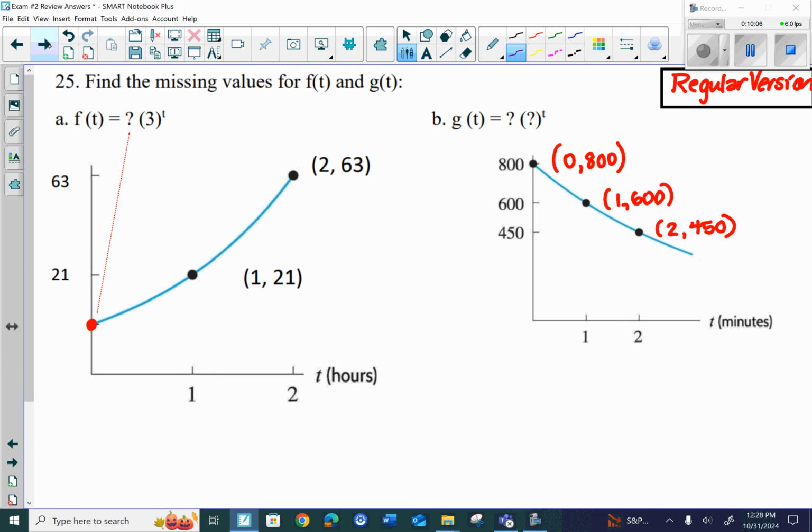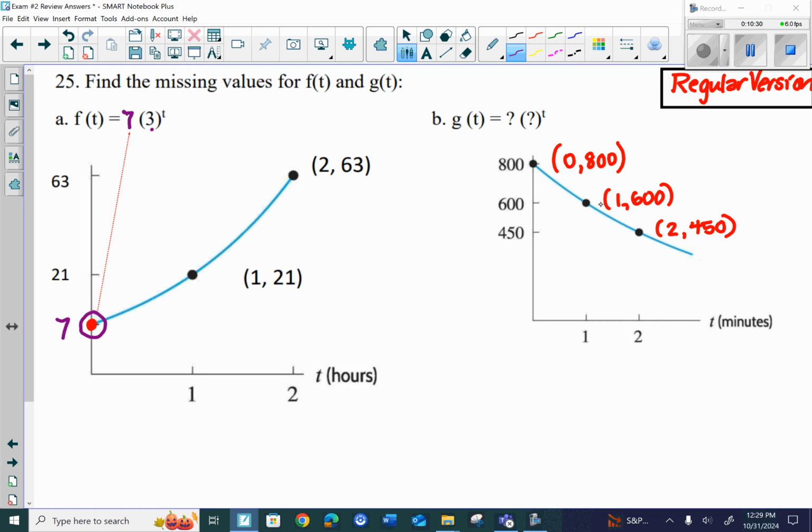This was the question that was on the regular review. It's very similar. The regular review just asked students to fill in the first value. It gave you the growth factor. I kind of wanted my students to figure that out, but that initial value would be 7. So that's the missing value.